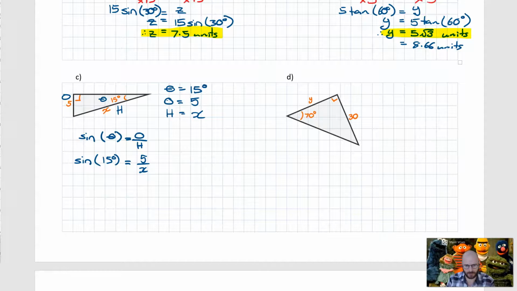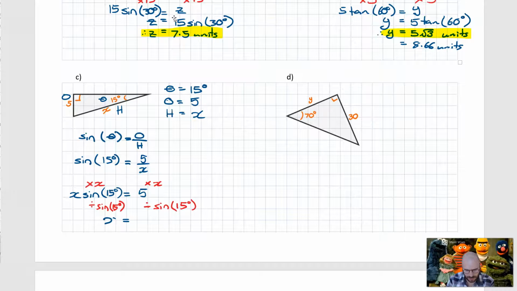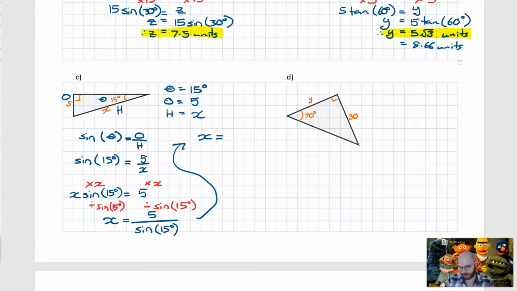Now the difference between this one and the last one is that our unknown is now on the bottom. So what we need to do is some careful maneuvering. Firstly, we're going to multiply both sides by x. Then subsequently, we're going to divide both sides by sine 15. Thus, isolating the x on the left-hand side. This will yield x is equal to 5 over sine 15 degrees. Now we bring our calculators up because we definitely can't do this one in our heads yet.